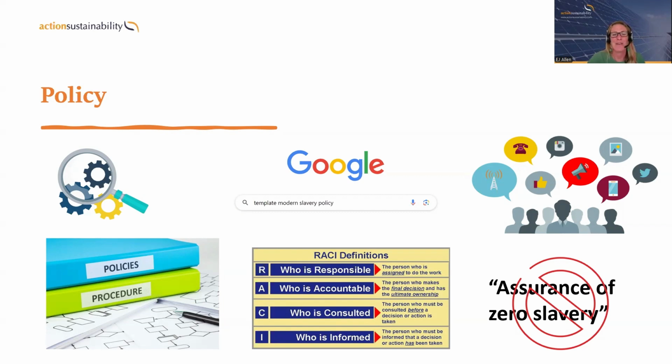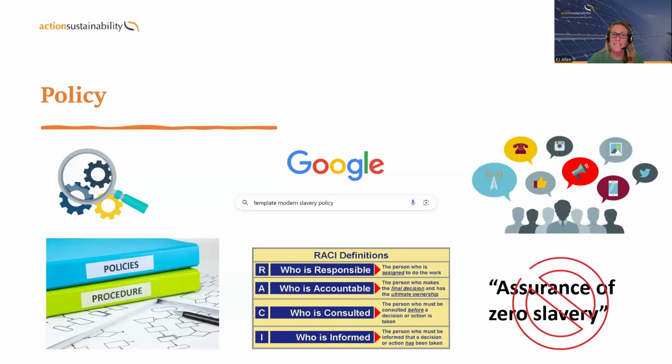I also see lots of references to things like zero tolerance of modern slavery, or commitments to do X, Y, Z to ensure there's no slavery. So let's just think about that. Zero tolerance to modern slavery. What's that really telling anyone? My challenge would be, would any organisation within reason actually be tolerant of slavery? That's just basic legal compliance.